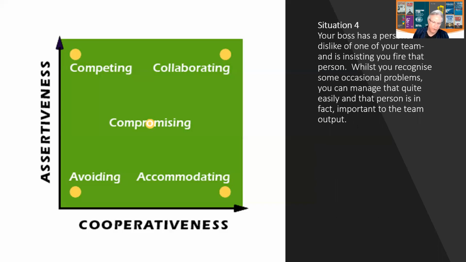Now, situation 4 is a very interesting one, because it happens more often than it should, and it's quite a controversial one, but let me read it through. Your boss has a personal dislike for one of your team members and insists that you fire that person, or perhaps not renew their contract, if you want to put it another way. Whilst you recognise some occasional problems, you can manage that quite easily, and that person is in fact important to the team output. So what do you do?